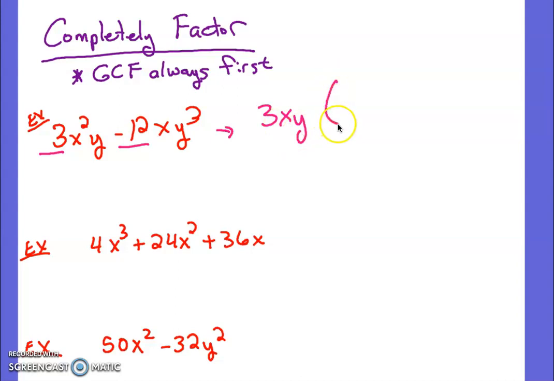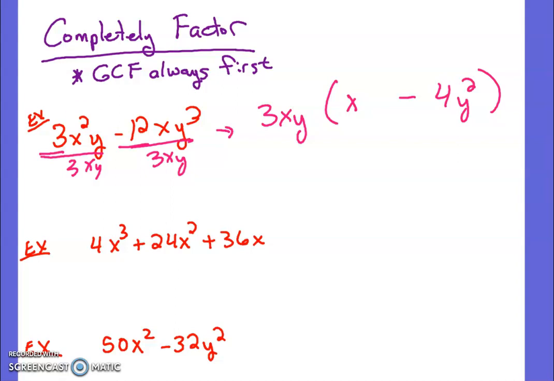So when I factor that out, if I divide this by 3xy and divide this by 3xy, what remains? I have an x minus 4y squared. And that right there is our final answer.